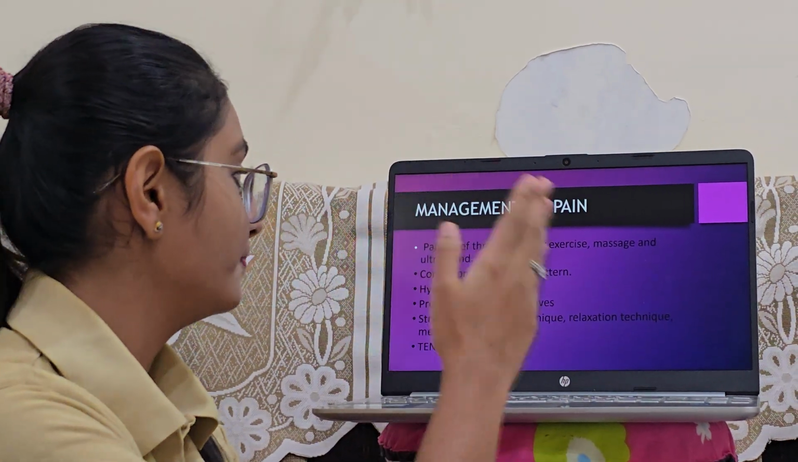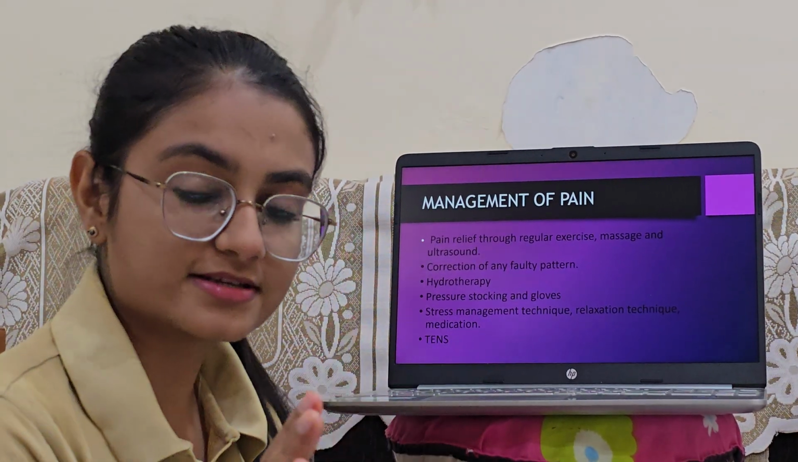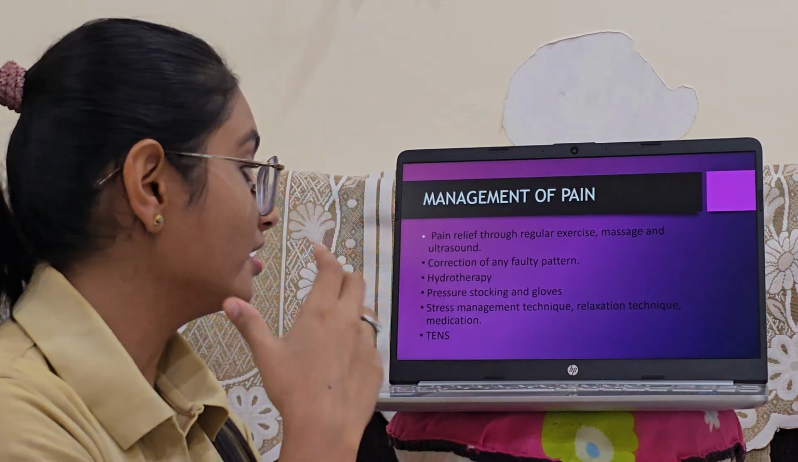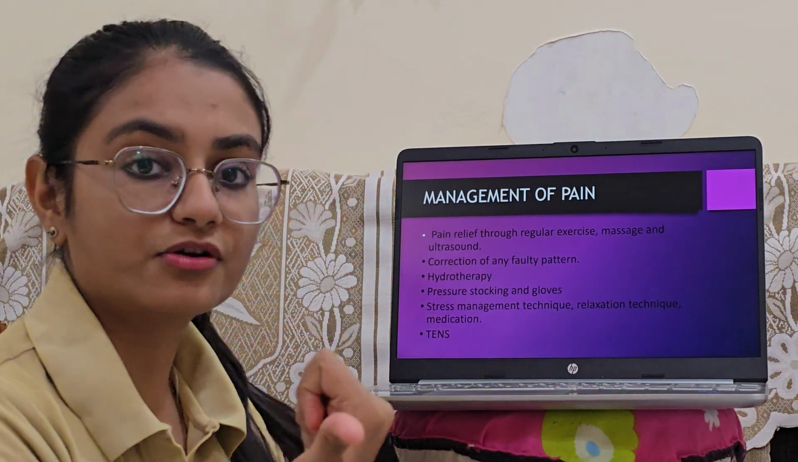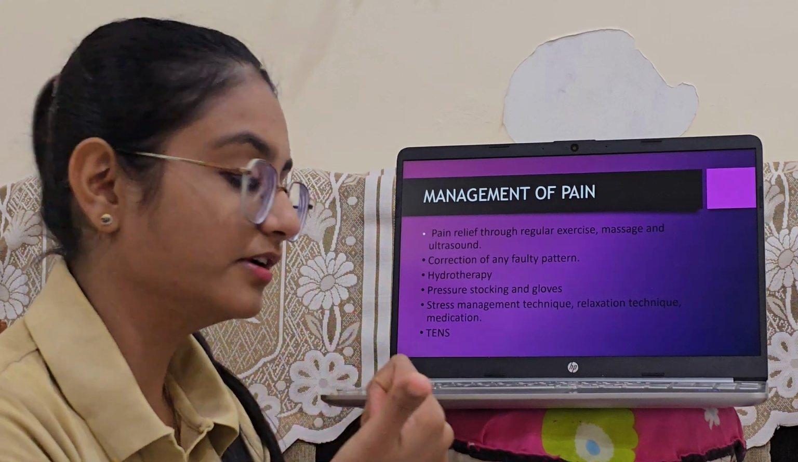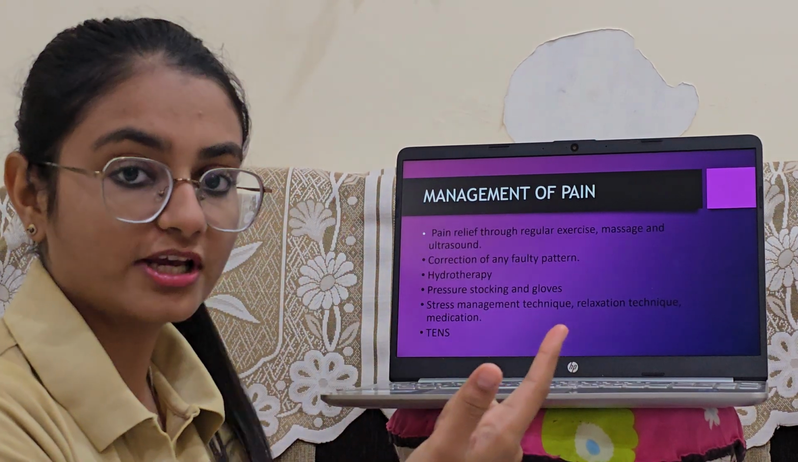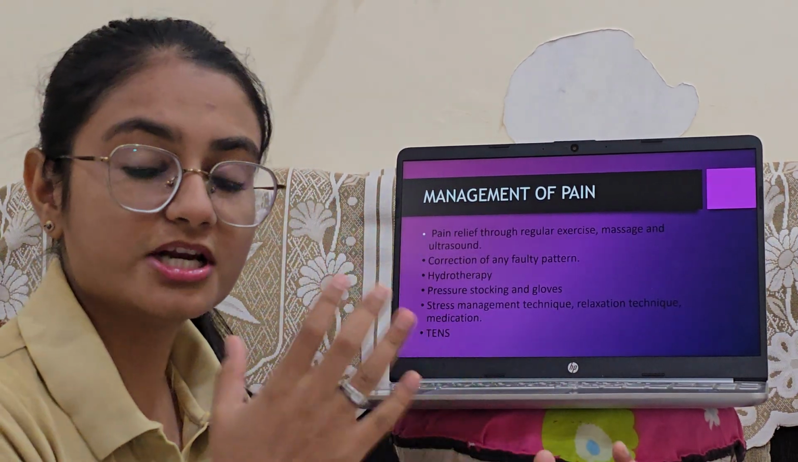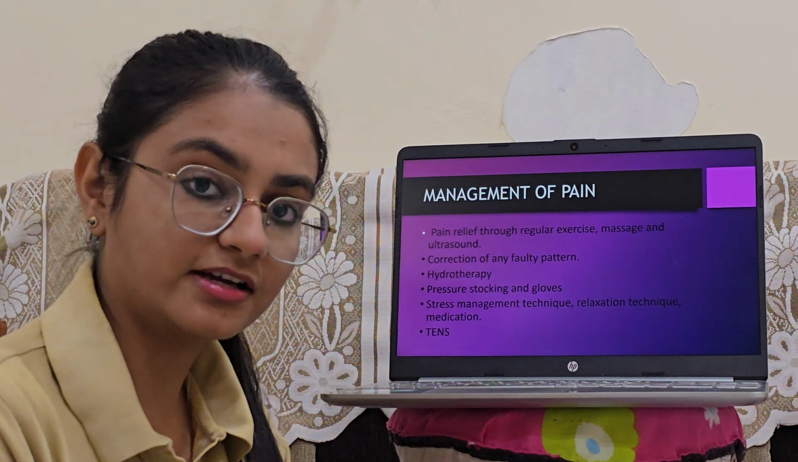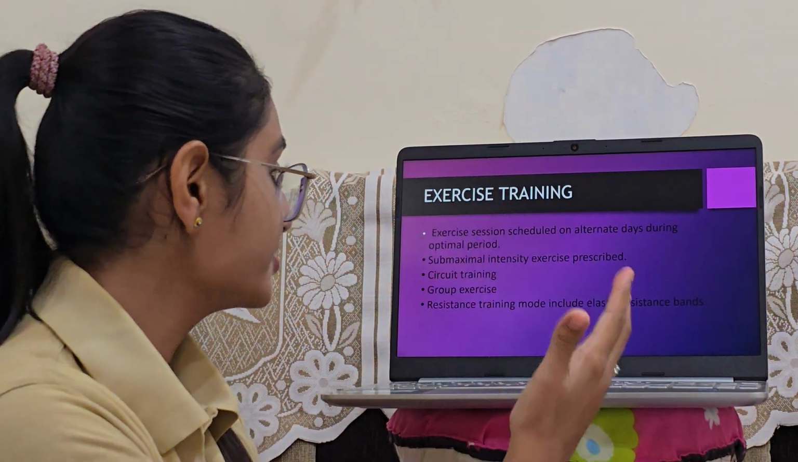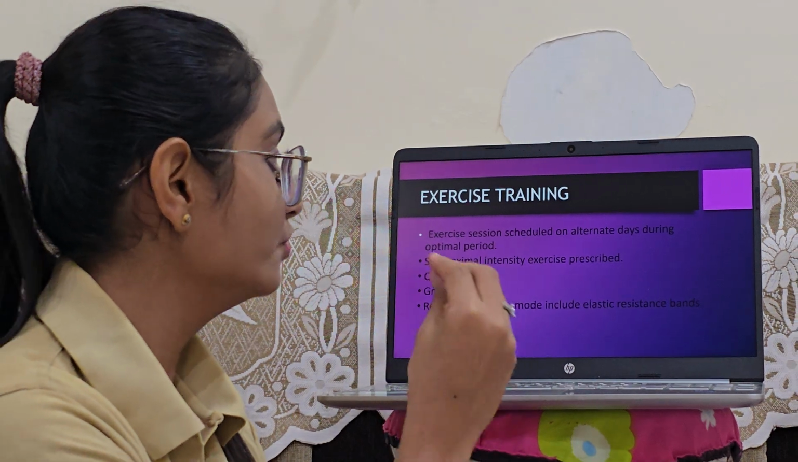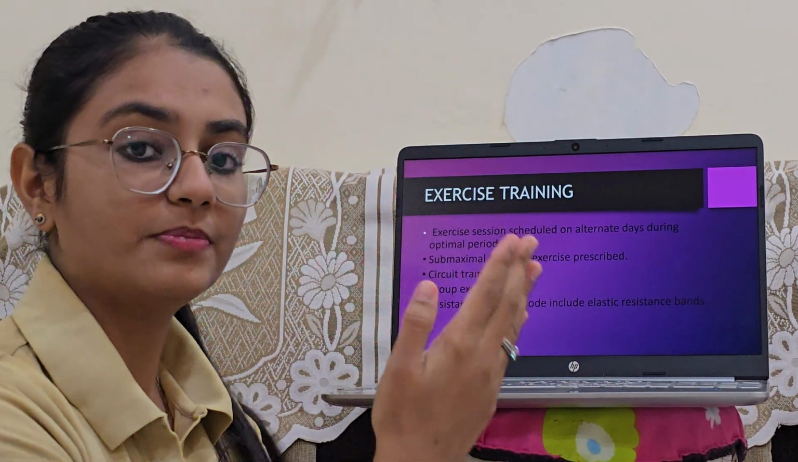Then management of pain. Pain relief through regular exercise, massage and ultrasound. Correction of any faulty posture. Then hydrotherapy, the therapy that is given in the water. Then pressure stroking and gloves. Then stress management techniques, relaxation techniques and meditation. And TENS is given.